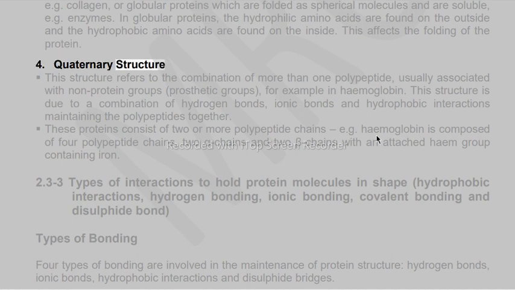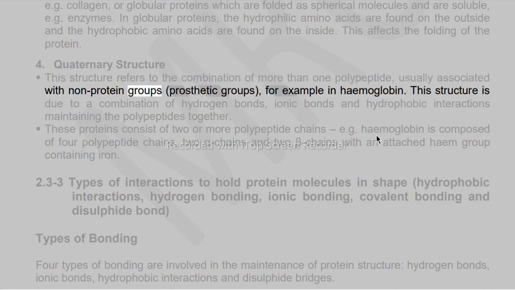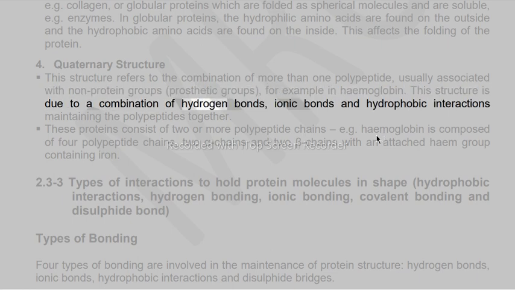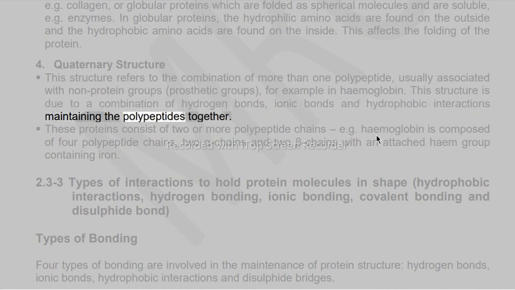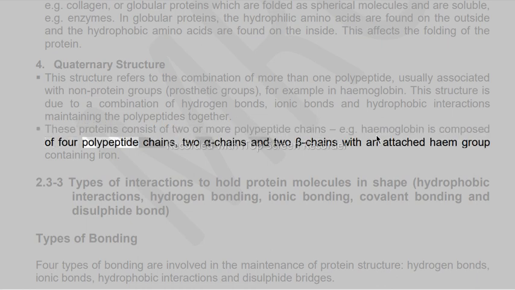4. Quaternary structure. This structure refers to the combination of more than one polypeptide, usually associated with non-protein groups, prosthetic groups, for example, in hemoglobin. This structure is due to a combination of hydrogen bonds, ionic bonds, and hydrophobic interactions maintaining the polypeptides together. These proteins consist of 2 or more polypeptide chains, e.g. hemoglobin is composed of 4 polypeptide chains, 2 alpha chains, and 2 beta chains with an attached heme group containing iron.